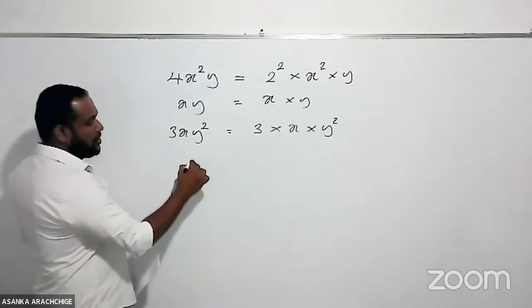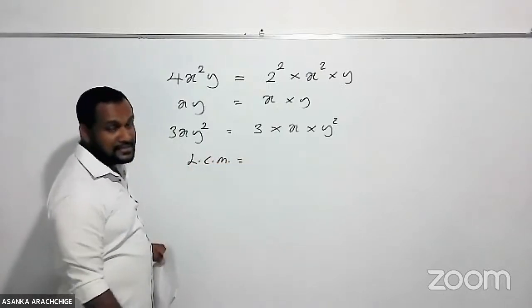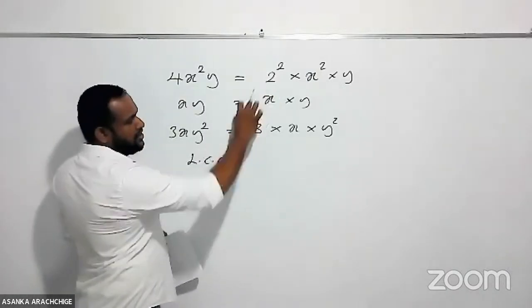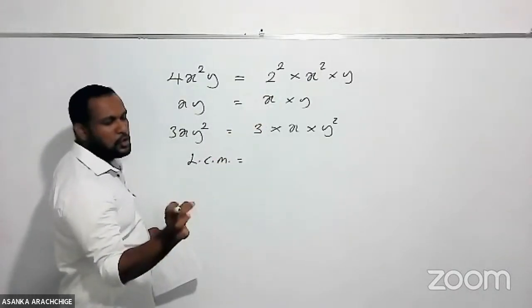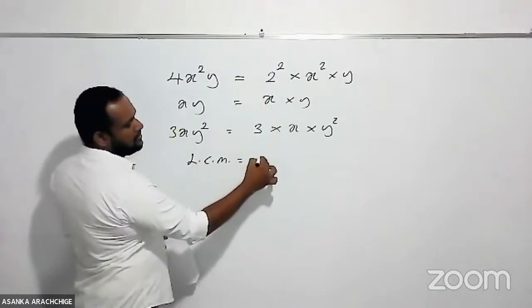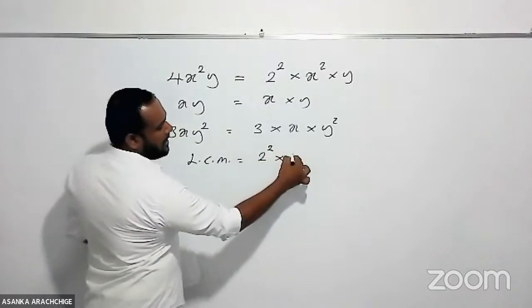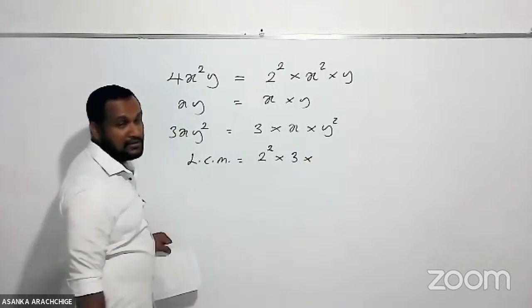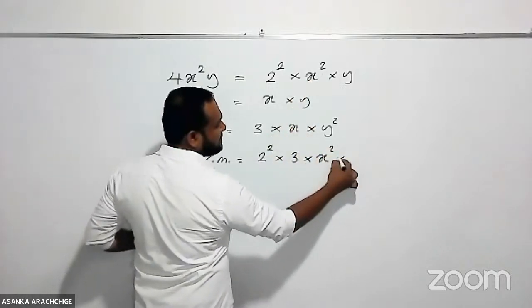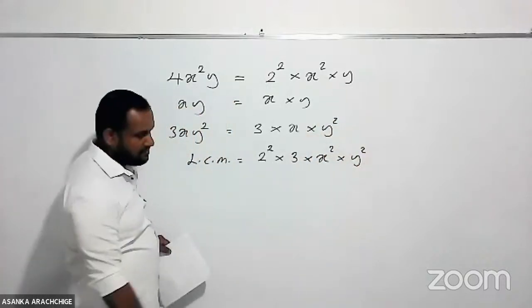Then, when you decide the LCM, from each different base, you have to select the highest power. From 2, the highest power is 2 to the power 2. From 3, the highest power is 3 to the power 1. From x, the highest power is x squared. From y, the highest power is y squared.